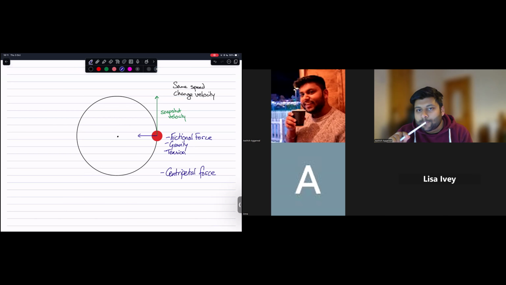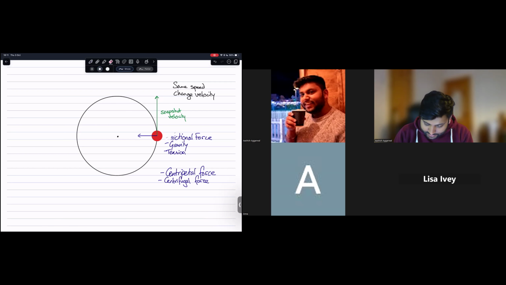This is the first time I heard of it when I was in A level. Centripetal force was a brand new word for me. I heard of centrifugal force before, but centripetal force I never heard of.